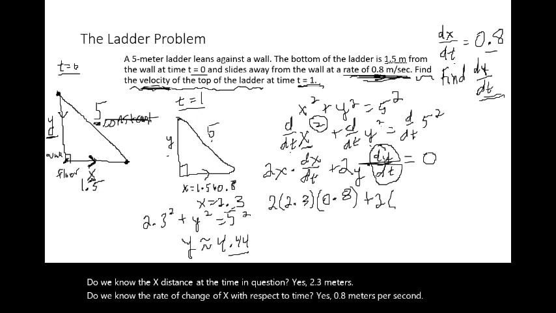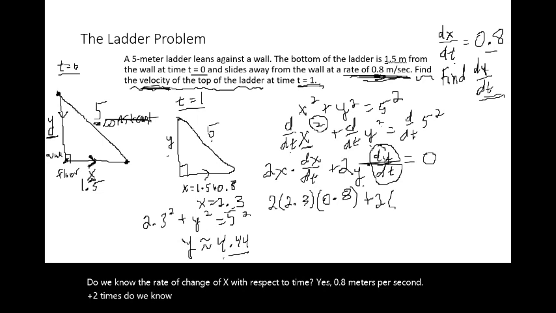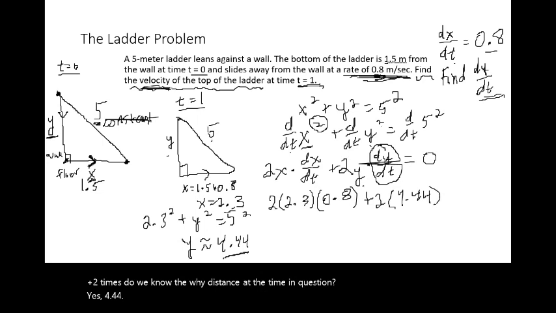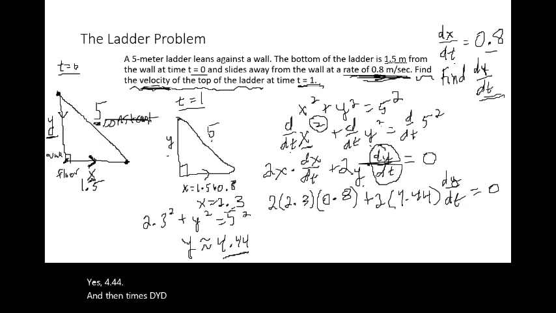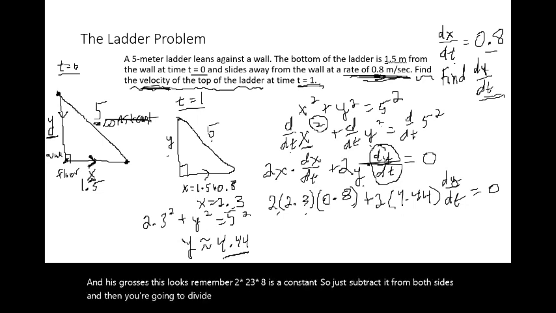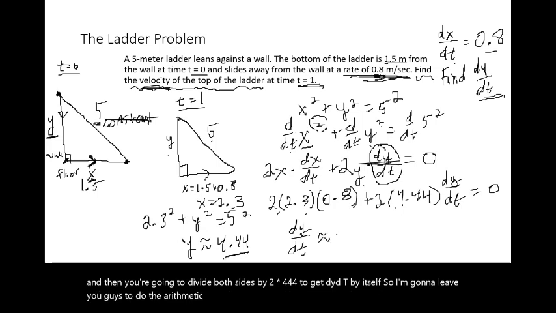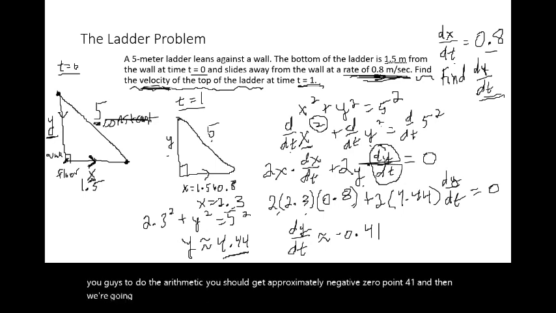Plus 2 times, do we know the y distance at the time in question? Yes, 4.44. And then times dy dt equals 0. And as gross as this looks, remember, 2 times 2.3 times 0.8 is a constant, so just subtract it from both sides, and then you're going to divide both sides by 2 times 4.44 to get dy dt by itself. So I'm going to leave you guys to do the arithmetic. You should get approximately negative 0.41, and then we're going to talk about units.